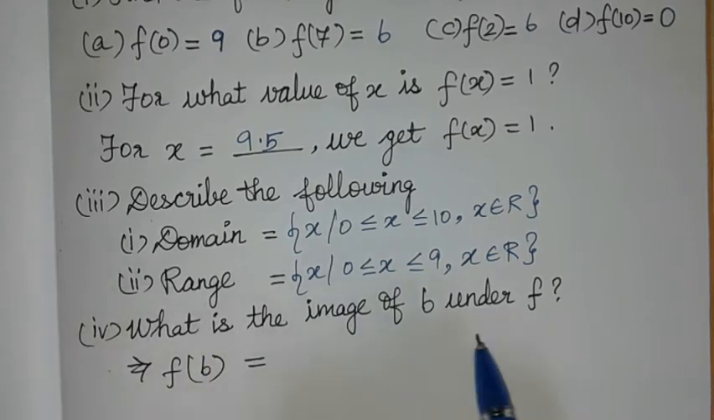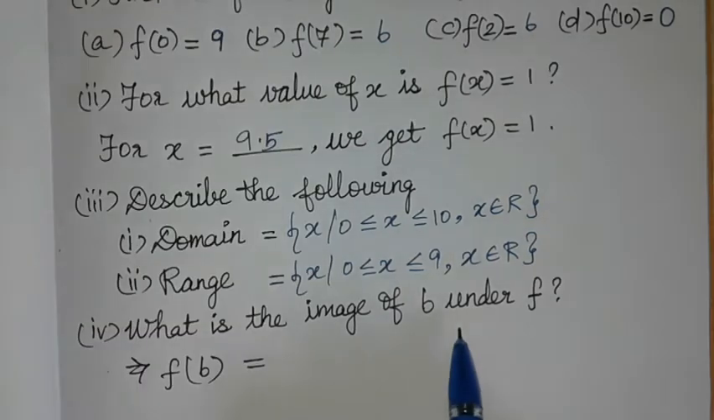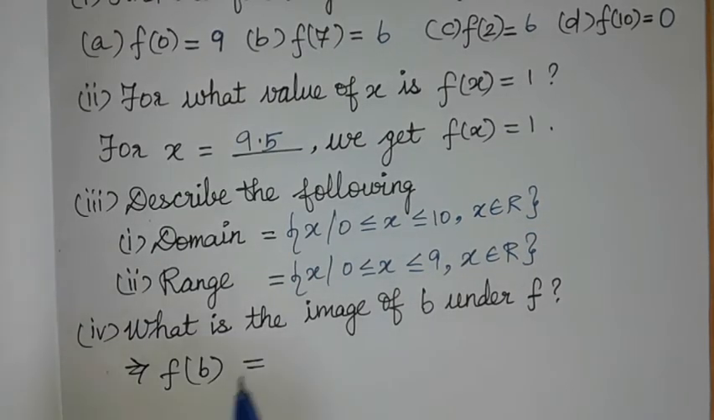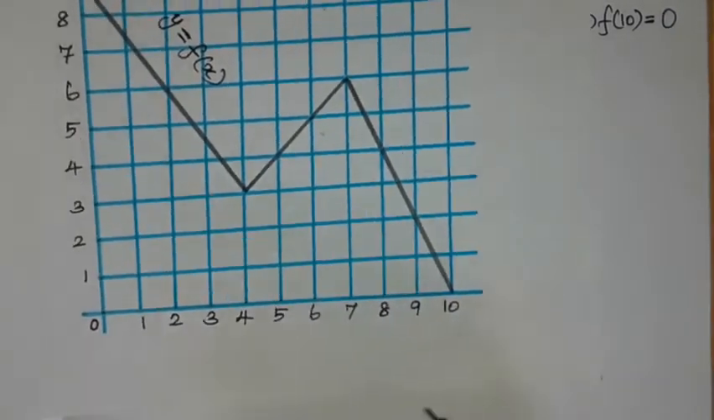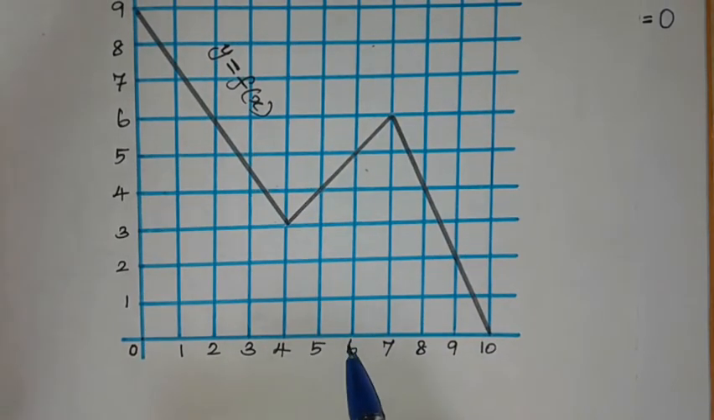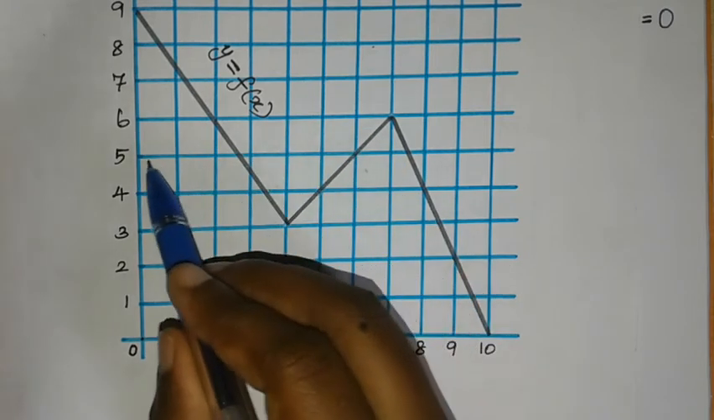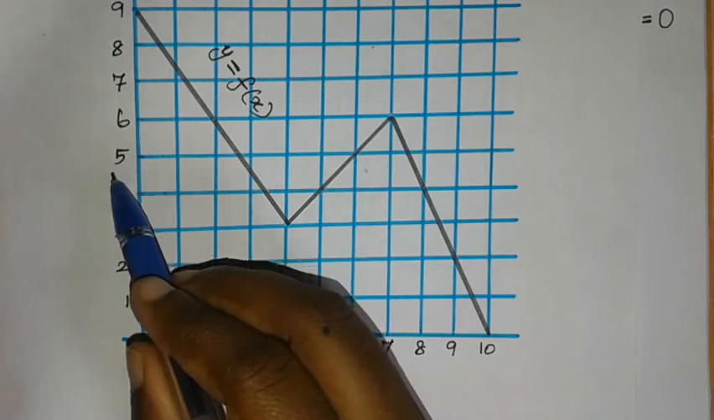Then, what is the image of 6 under f? What is the image of 6 under f means f of 6 is required. Okay. Image of 6 under f, which means f of 6 is required. Now we have to see 6. Here we have a 6. Yes, where it coincides? At this point it coincides with this graph. Therefore, what is the value? Which is 5.